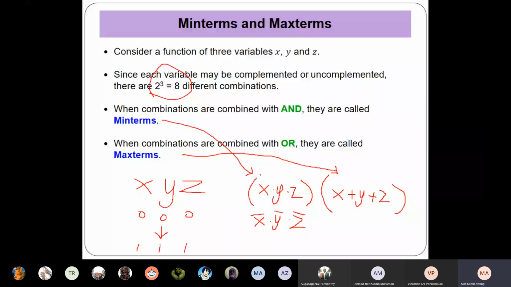So this is actually X bar plus Y bar plus Z bar. Okay. Any questions so far in this area? No. So that is the definition. When we call it a min term, that means this is a combination with AND. If it's a max term, the combination is OR.